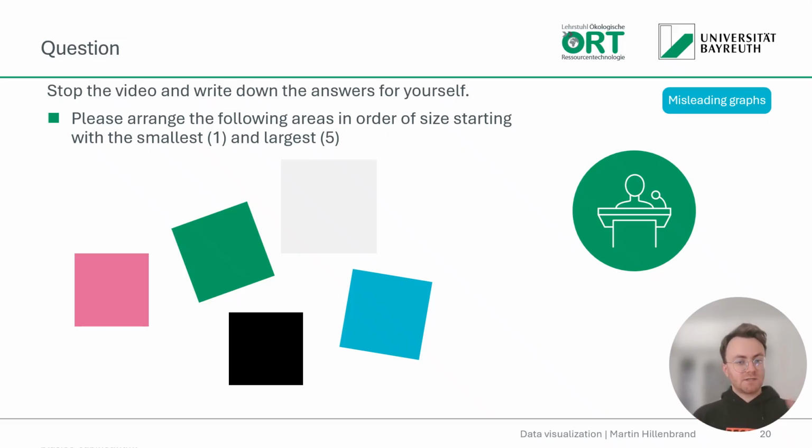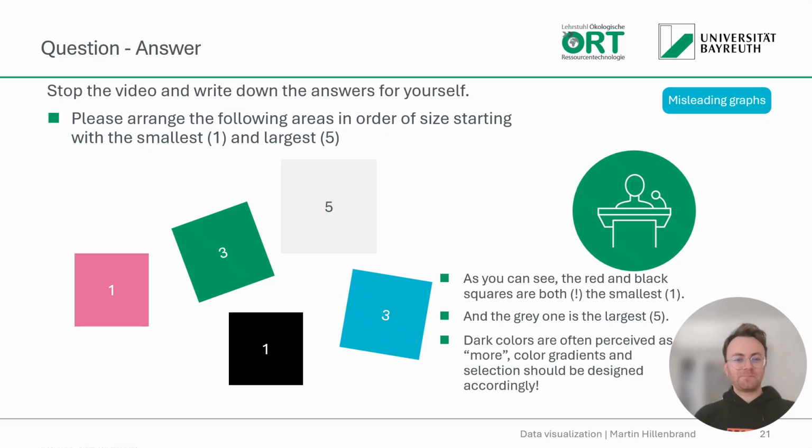The green one is the second smallest, the 2, until the largest, which is 5. So write that down and really think about that, stop the video for that, and then we meet each other on the next slide again. So now maybe this is surprising to you, it was surprising to me.